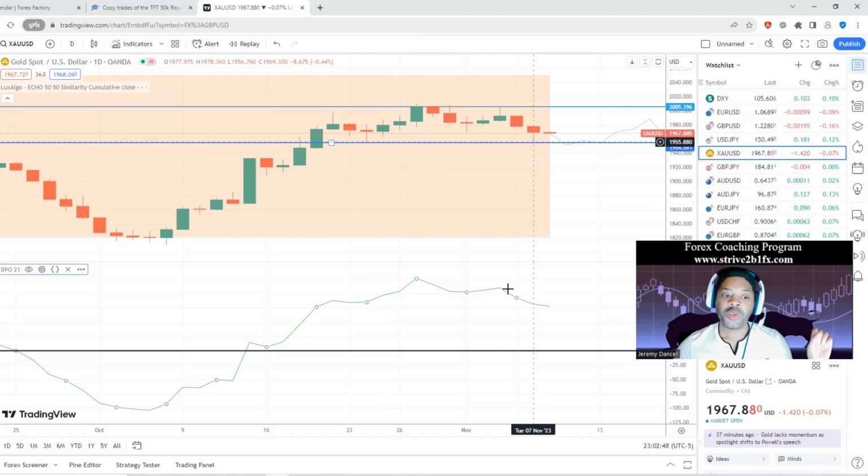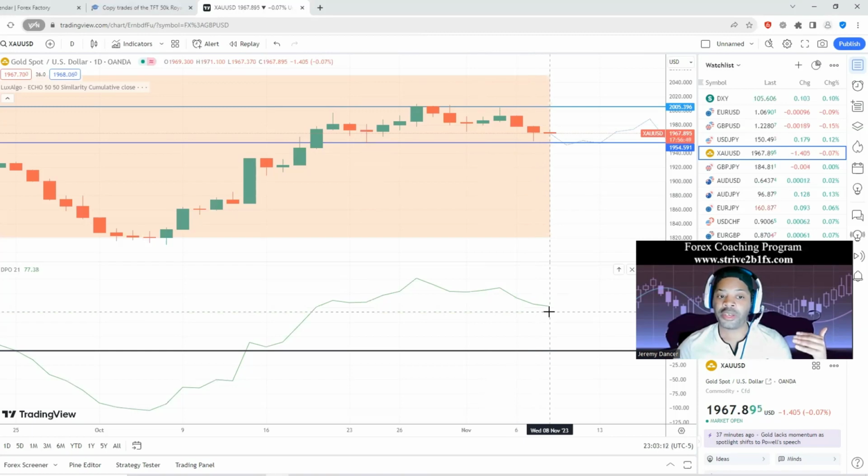But if we look at the detrended price oscillator, it's telling us something very different. The highest point was right here, which was this level. And then you can see it's steadily going down, which means this is the beginning of a strong downtrend.